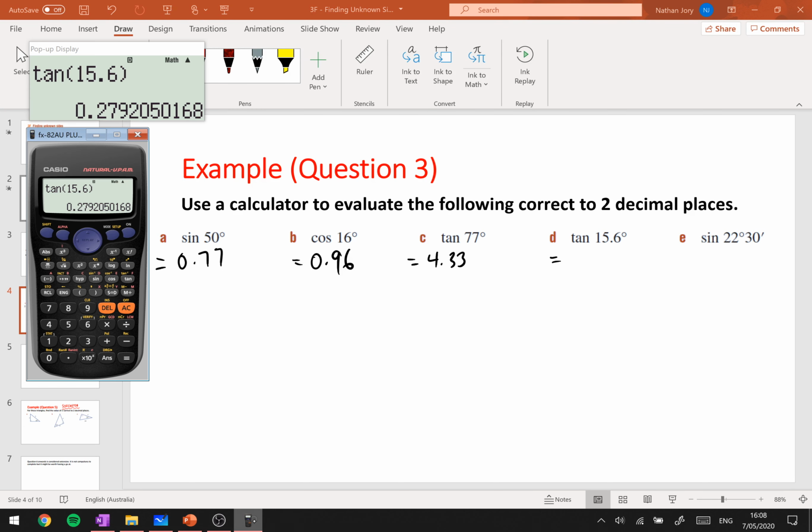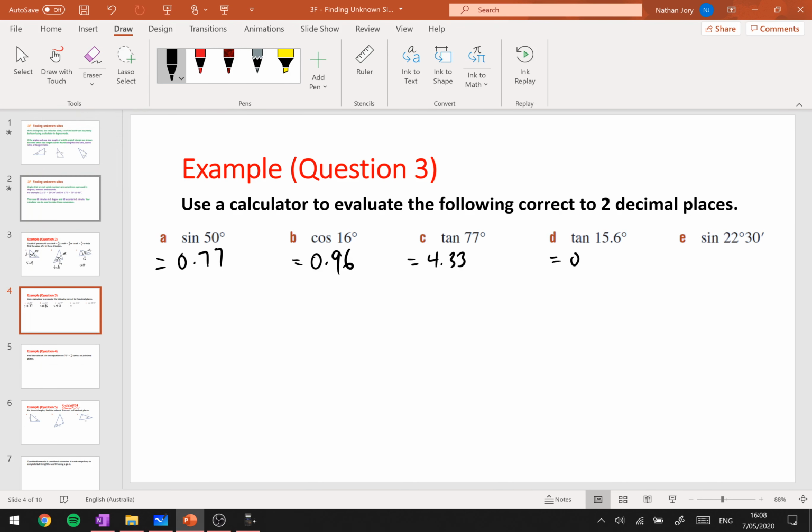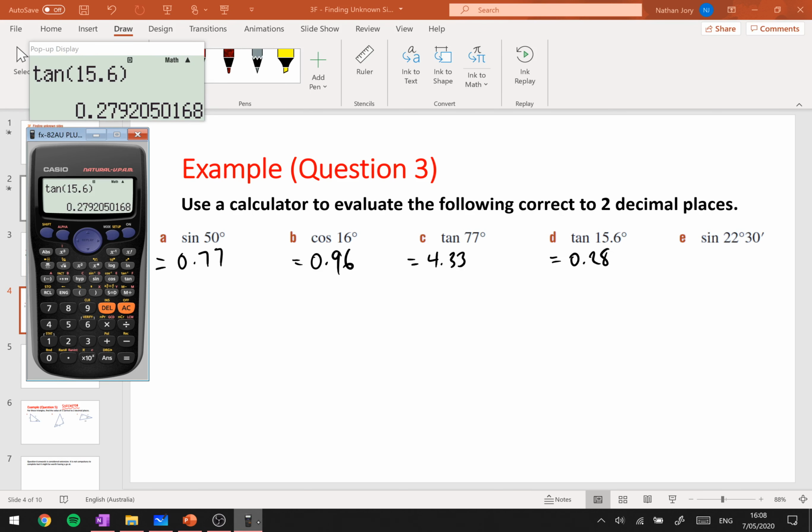What I would ask you guys to do while we are doing this together is actually put these into your calculator too and check, because sometimes you might not actually get those answers. So if I just quickly change something in the settings, what happens when I put 15.6 in here now? What you'll notice is I'm actually going to get a different answer.